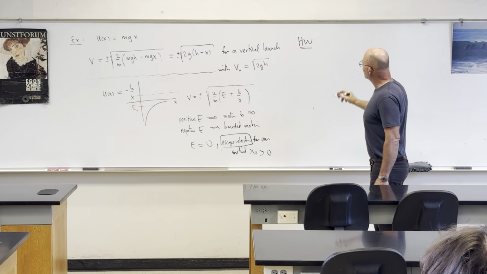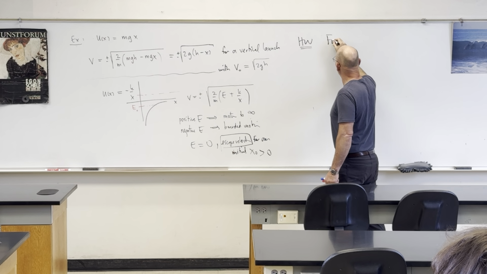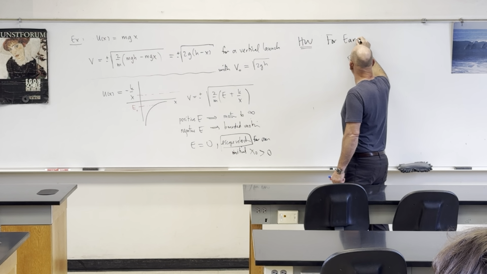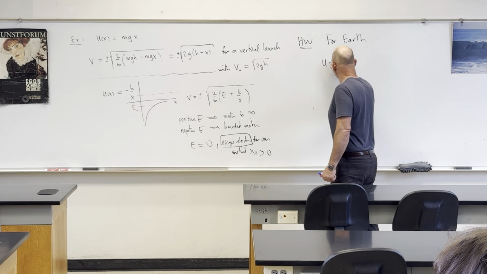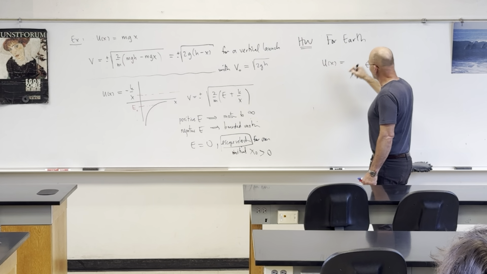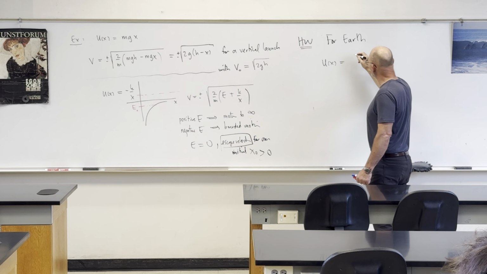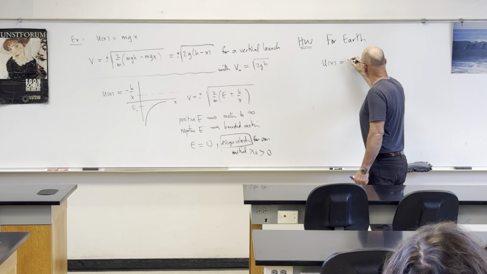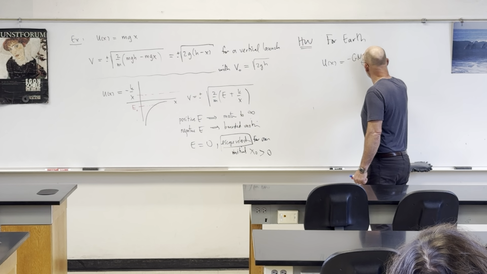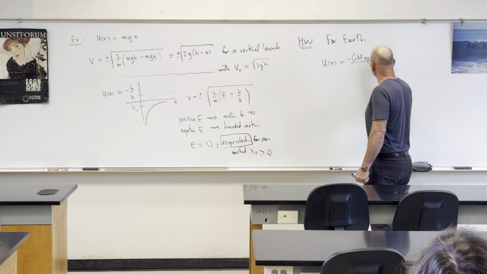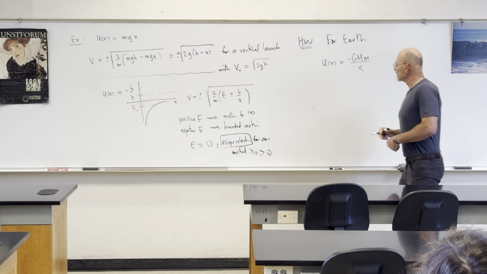Problem here. So for Earth, what do we have here? We have U of x. We decided that was going, and this is the distance from the center of Earth. U of x is equal to minus G mass of Earth, lowercase m, divided by x.